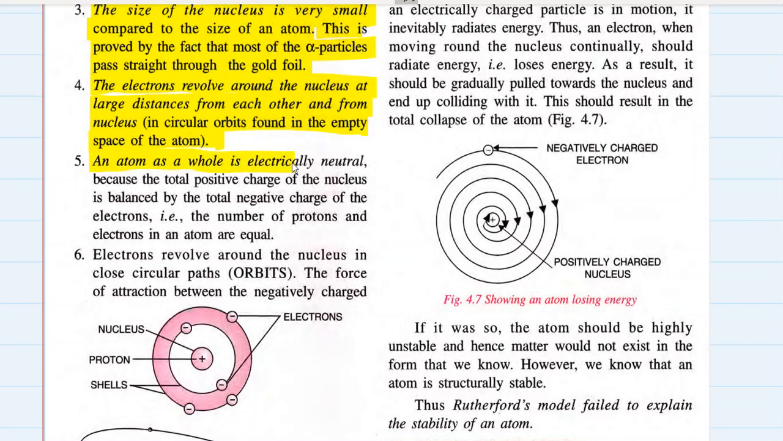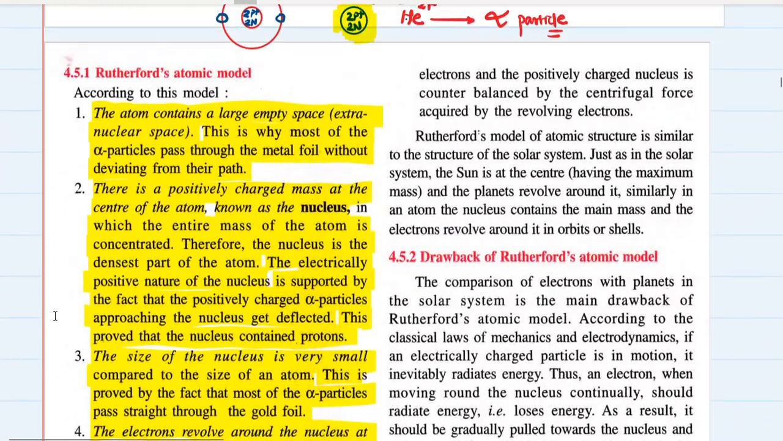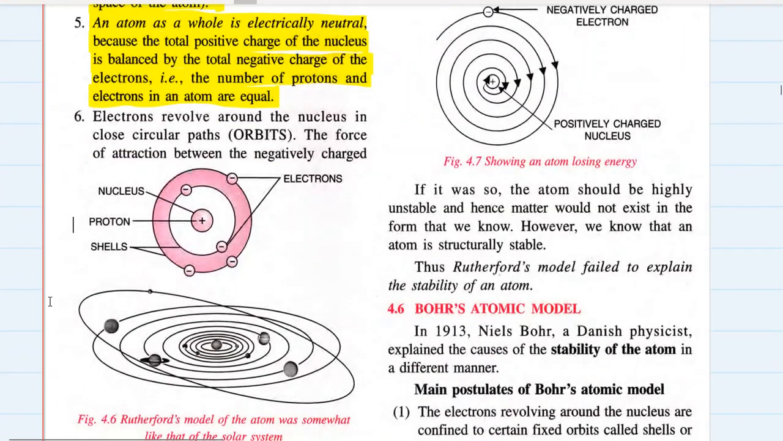An atom as a whole is electrically neutral because the total positive charge of the nucleus is balanced by the total negative charge of the electrons. That is, the number of protons and electrons in an atom are equal. Absolutely correct. But he did not speak anything about neutrons because he did not know that there were neutrons, and there are neutrons. Now we know there are neutral particles in the nucleus, and we will talk about their discovery also. Sixth point suggested by Rutherford.